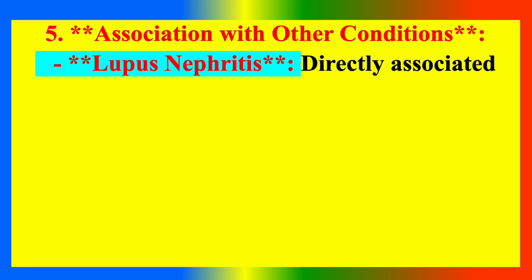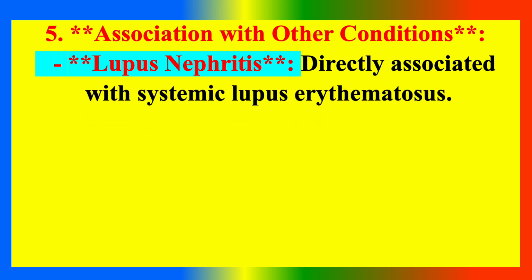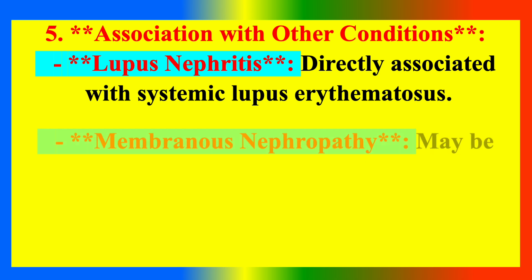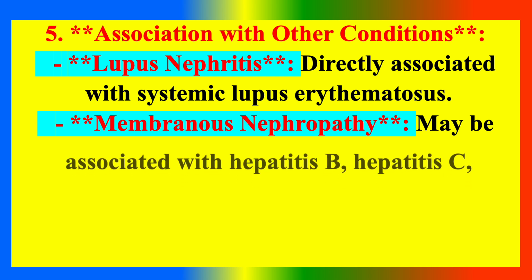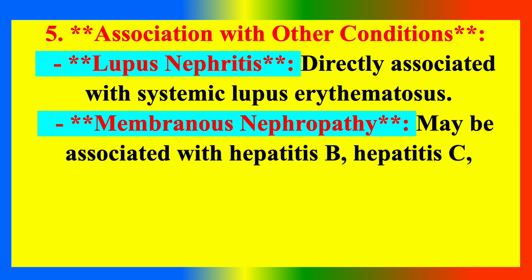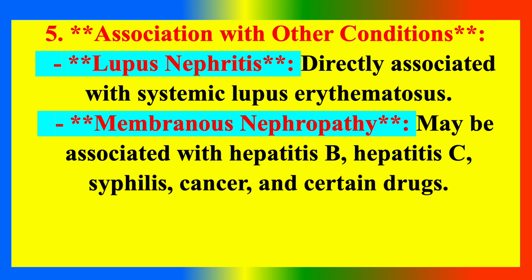Five, associated with other conditions. Lupus nephritis is directly associated with systemic lupus erythematosus. Membranous nephropathy may be associated with hepatitis B, hepatitis C, syphilis, cancer, and certain drugs.